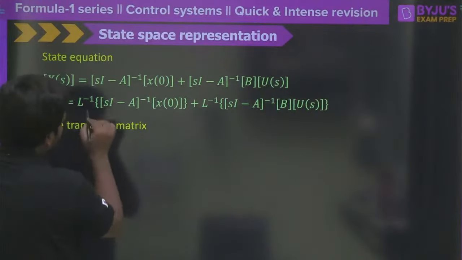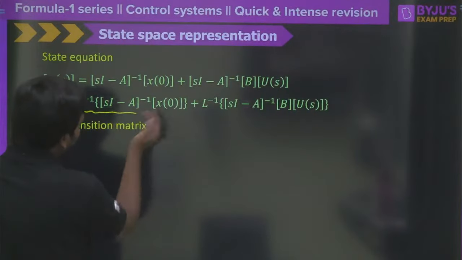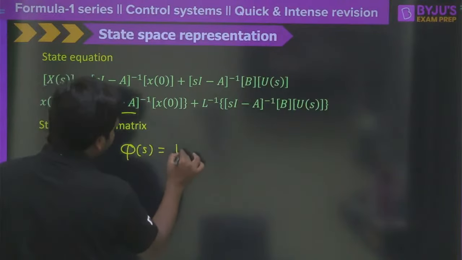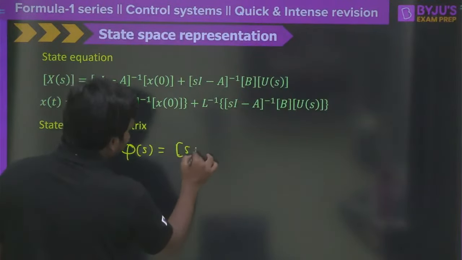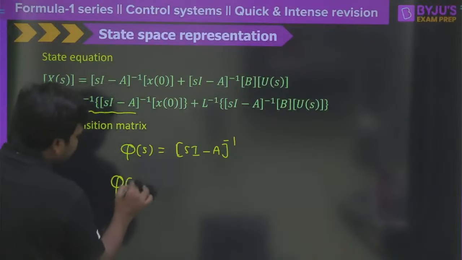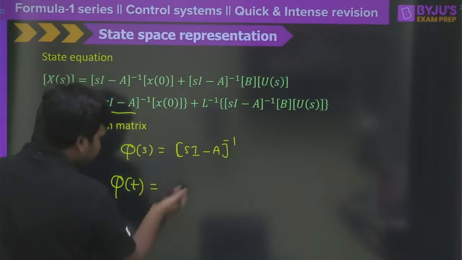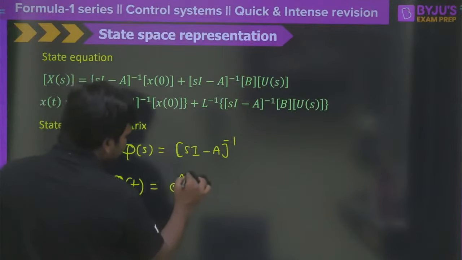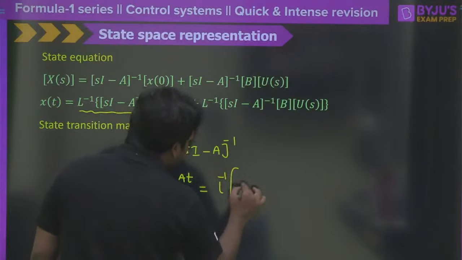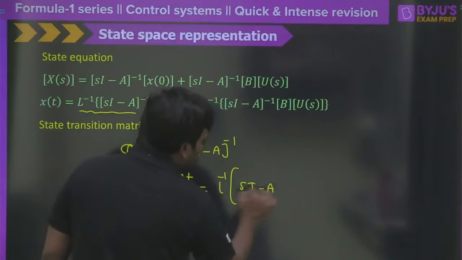In fact, that is nothing but L inverse of (sI minus A) inverse. So simple. The state transition matrix is usually considered as phi(s), which is nothing but (sI minus A) whole inverse. And the state transition matrix phi(t) is equal to e power At, or we can simply say L inverse of (sI minus A) whole inverse.